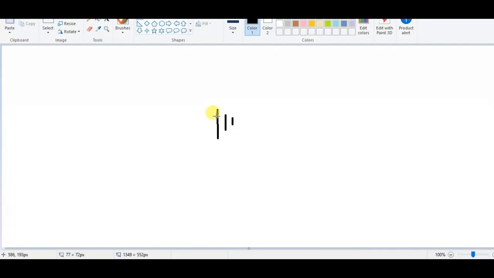So if this is the first candle, then the high of the second candle should be less than or equal to the high of the first candle, and in the same way the low of the second candle should be greater than or equal to the low of the first candle. The same way for the third: if this is the third candle, then the high of the third candle should be less than or equal to the high of the second candle, and the low of the third candle should be greater than or equal to the low of the second candle. So if it forms this kind of pattern, then we can clearly see it forms like a triangle.